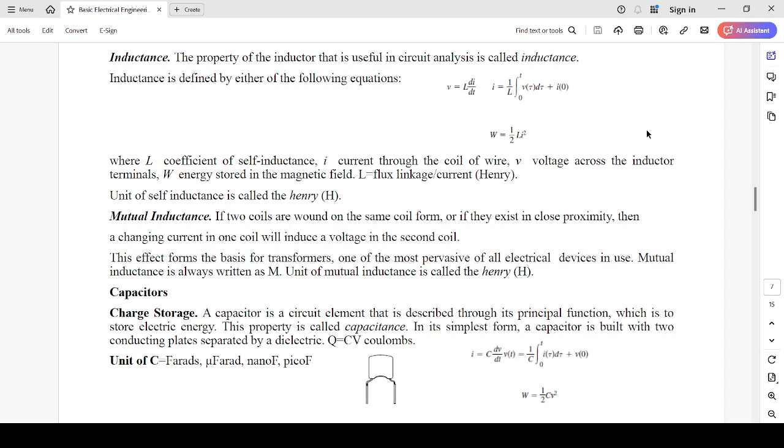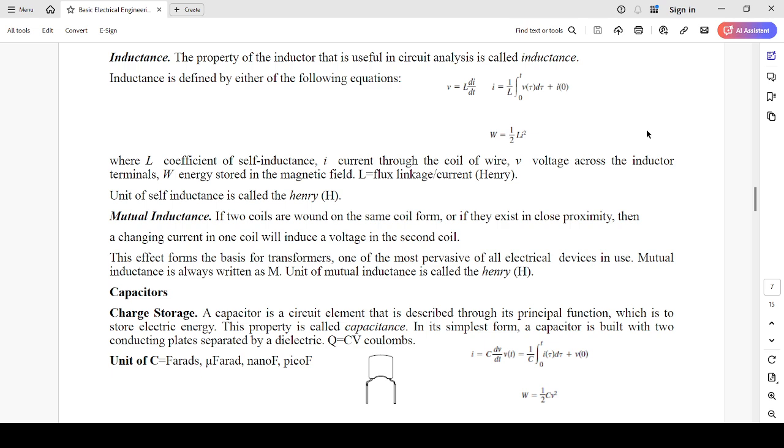Then the next part of the inductor is the mutual inductance. This is the second type of inductance between two magnetically linked coils. Okay. So if the two coils are wound on the same coil form, or if they exist in close proximity, the meaning of proximity is that the two coils must be placed very near to each other, so that the mutual flux links with both of the coils. Then the changing current in one coil will induce a voltage in the second coil. This sentence is applicable vice versa also. The changing current in the second coil will induce a voltage in the first coil also.